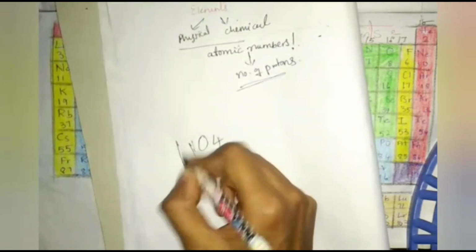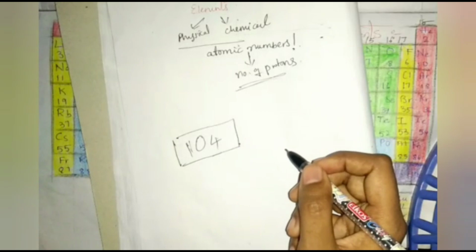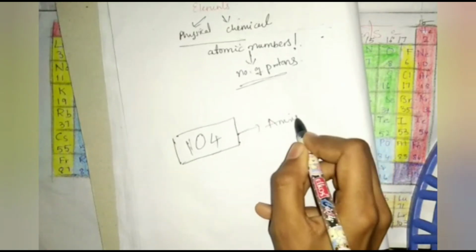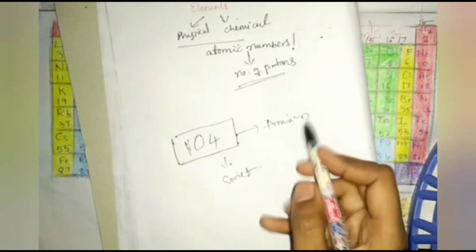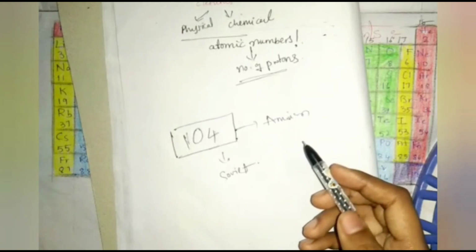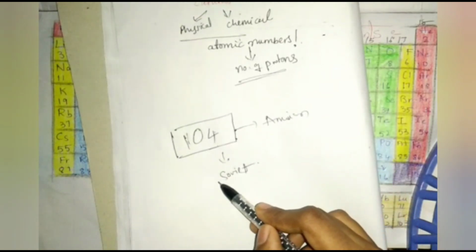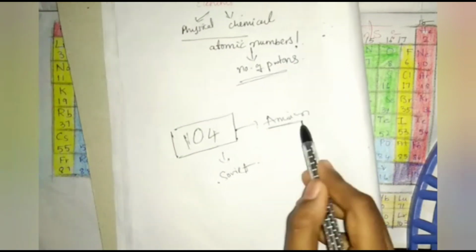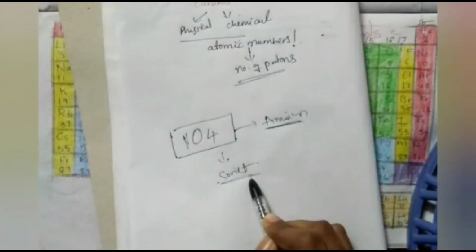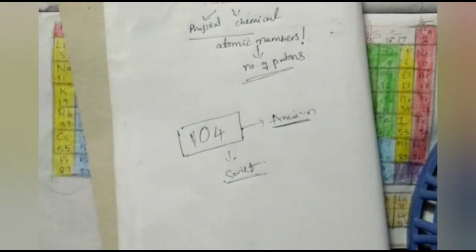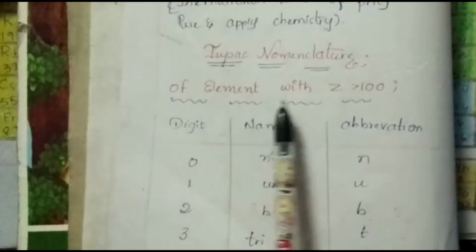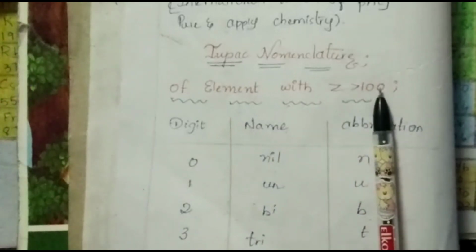So I think you try to understand. For better understanding, I give an example. Both American and Soviet scientists claimed credit for discovering element 104. The Americans named it Rutherfordium, whereas the Soviets named it Kurchatovium. To avoid such problems, so how is the IUPAC nomenclature of elements with atomic number above 100?